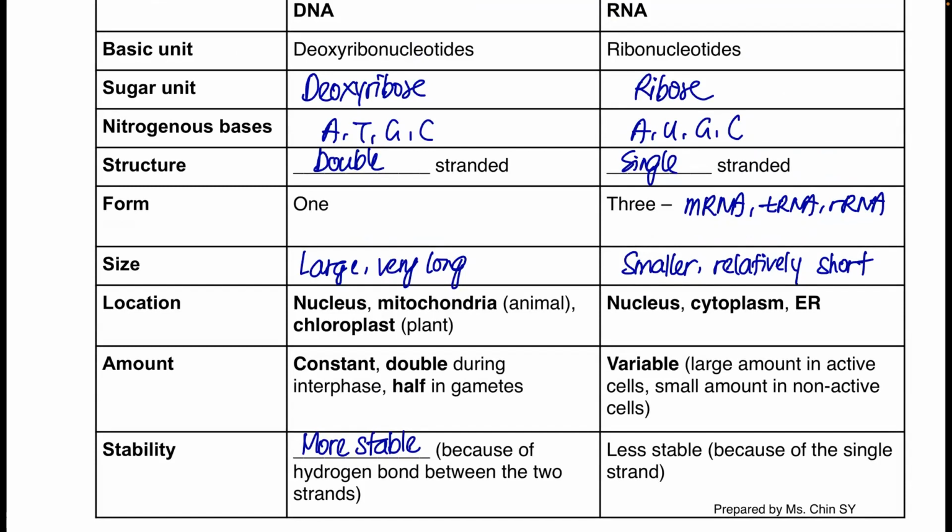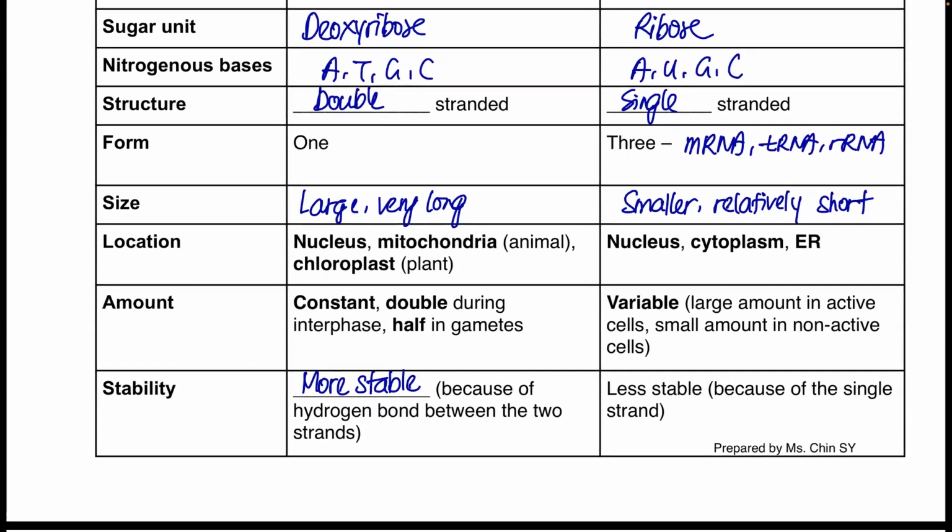Location-wise, DNA is only found in the nucleus, in the case of eukaryotes. Of course, it can also be found in the mitochondria and in the chloroplast in plants. RNA can be found anywhere. The nucleus is where RNA is synthesized, and after synthesis it very often goes to the cytoplasm, whether it is tRNA, mRNA, or ribosomal RNA. And the ER, we'll see why they are there later.